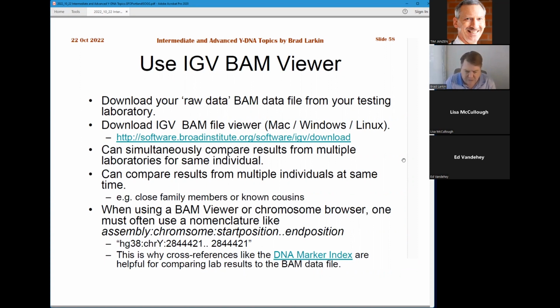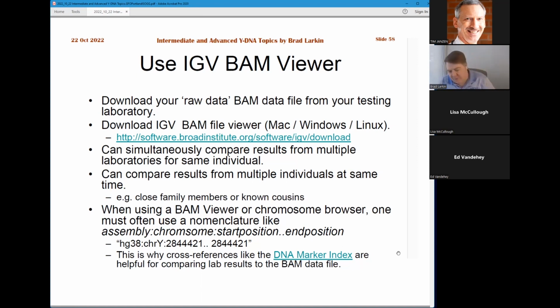One thing to note is that when using a BAM viewer, you often have to use an address nomenclature that is the assembly, the chromosome, the start position, and the end position. So HG38 is the assembly, chrY is the Y chromosome. The starting position here is 2844421. And in this case, we're looking at one position, so the ending position is also 2844421.